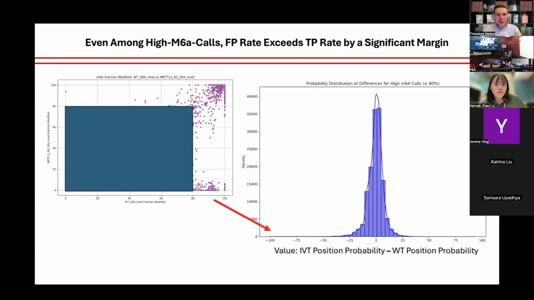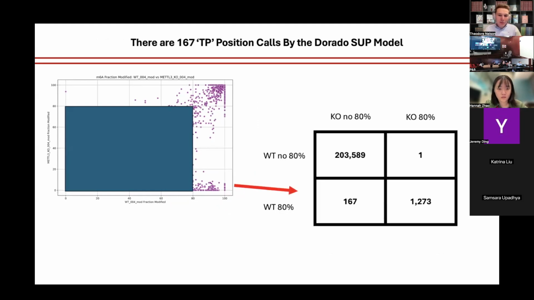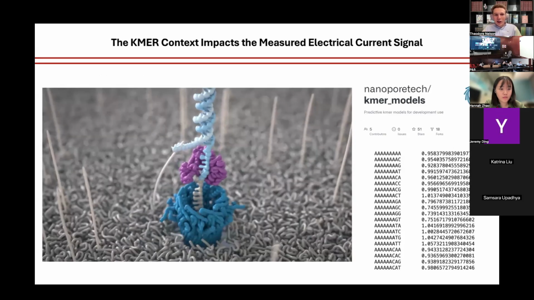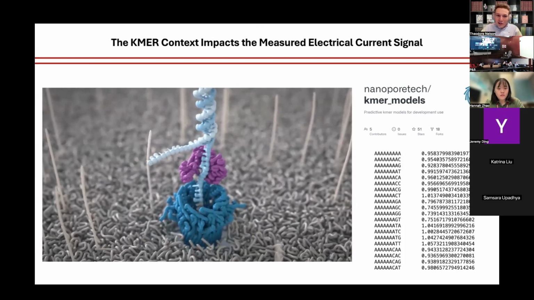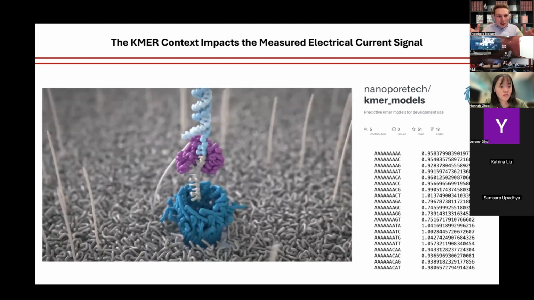So the question is, what can we learn by looking at all of these different buckets? If we look at the bucket of sites that have more than 80% stoichiometry in the wild type but don't in the knockout, if we look at the sites that are the same, if we look at the sites that are below 80%, what can we learn by isolating these groups, trying to go back to first principles of the technology, which is these signals and these currents, and understand what's going on. And I already sort of showed this slide, but it's important to show again, which is that at the end of the day, this is a bunch of squiggles and a bunch of currents.